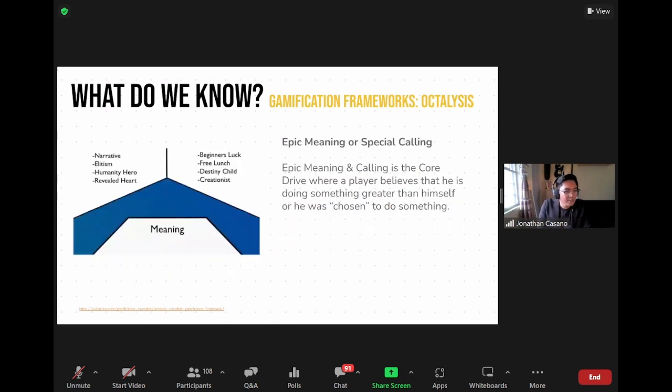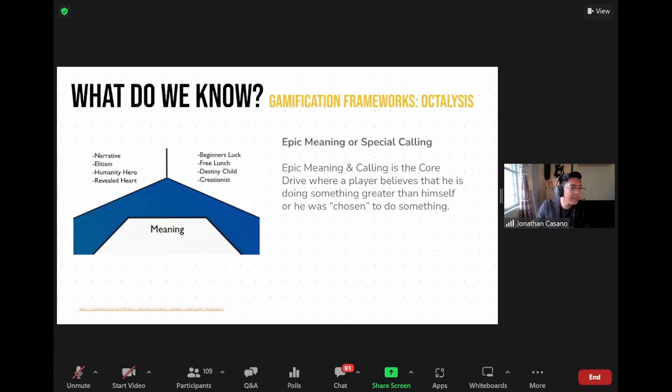So one of the core drives of us humans is epic meaning or special calling. This is when you're able to make the player, student, teammate believe that they're doing something that's greater than themselves. So whenever you have, say for instance, Wikipedia contributors, wala yun bayad. But why do they do it? They can't even put it in their resumes. But why do they do it? Well, they do it because creating this content that's open source is actually my help to the world. Epic meaning.